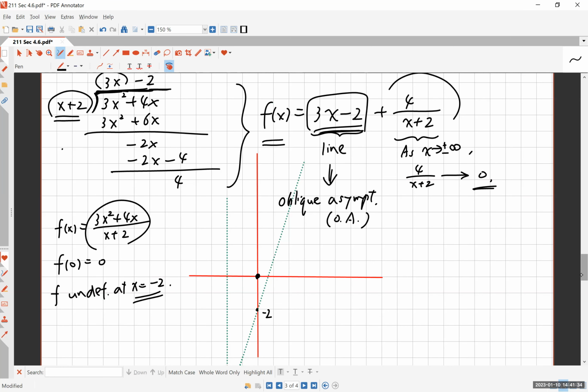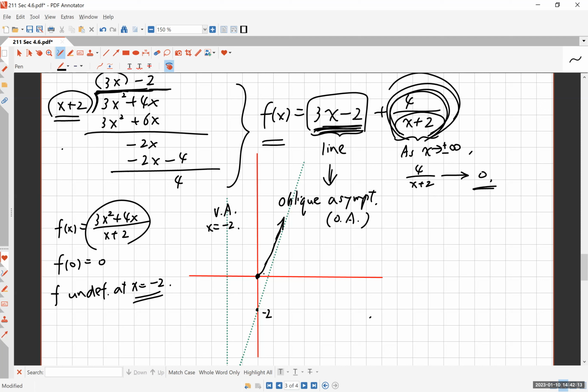I have an oblique asymptote, and now this thing, when x is more than negative 2, as long as x is to the right side of this vertical asymptote, x is equal to negative 2, this thing is positive. 4 divided by a positive number is positive, and as x approaches infinity, this will stay positive, and it approaches 0, right? And so it's going to get closer and closer to the line 3x minus 2, but this is positive, which means the graph is going to stay slightly above this asymptote, like this.